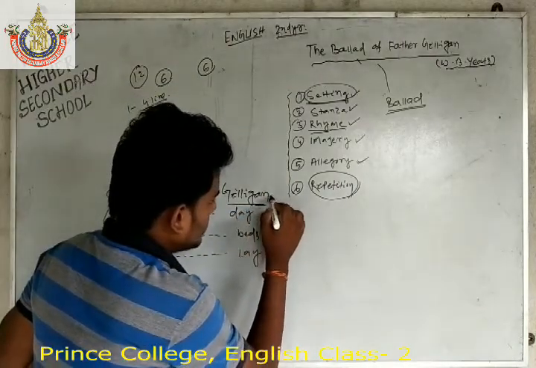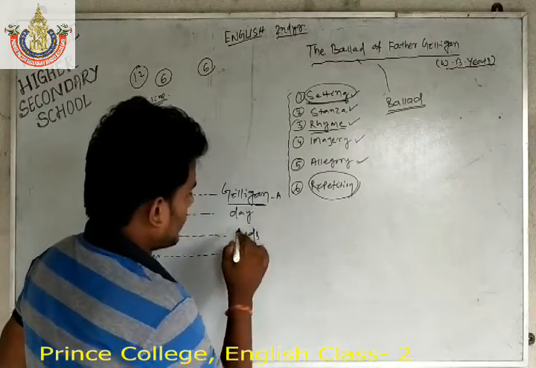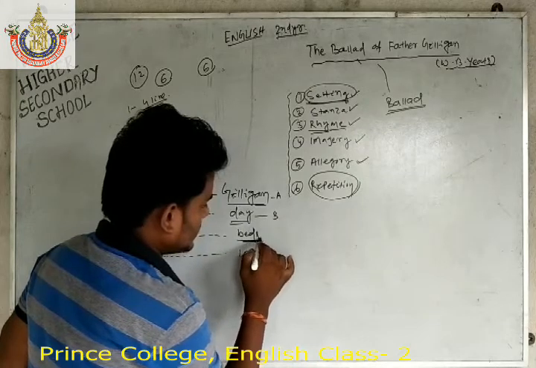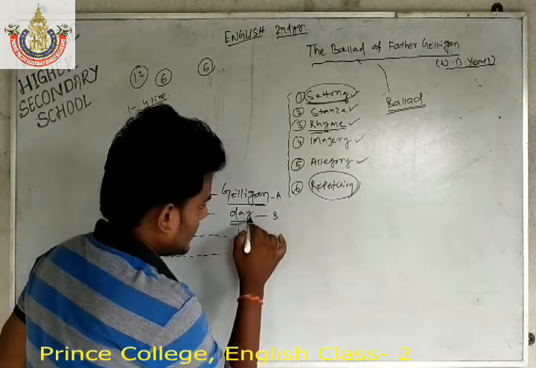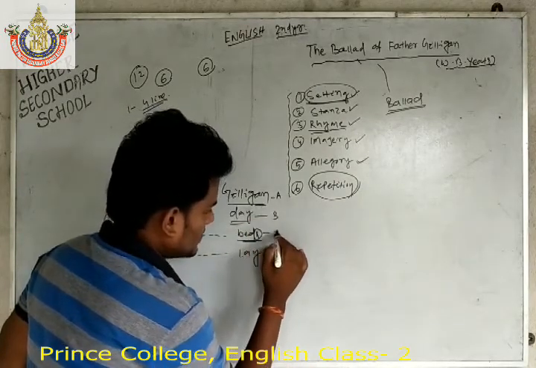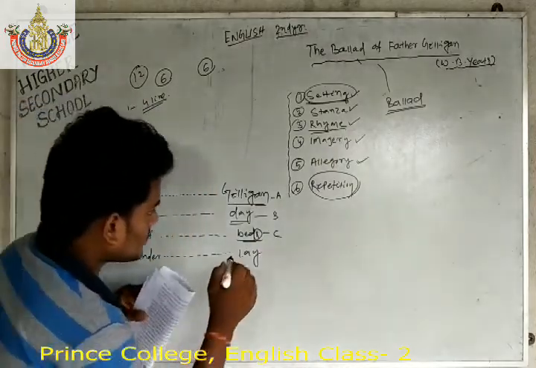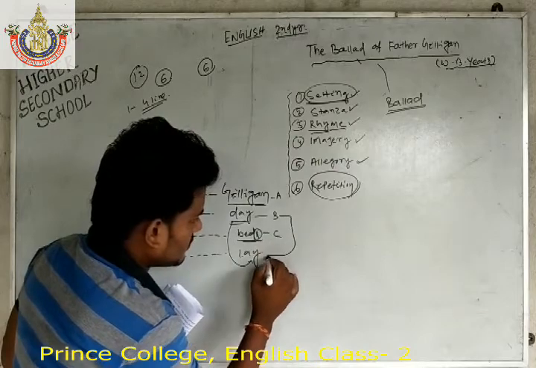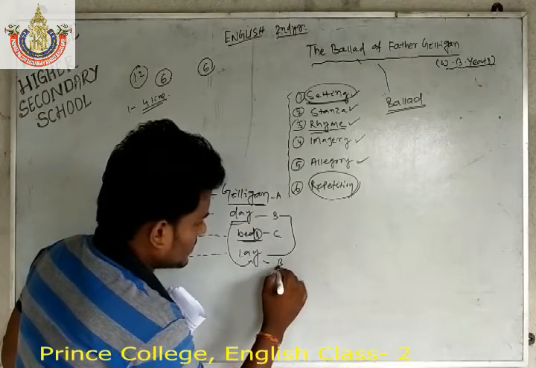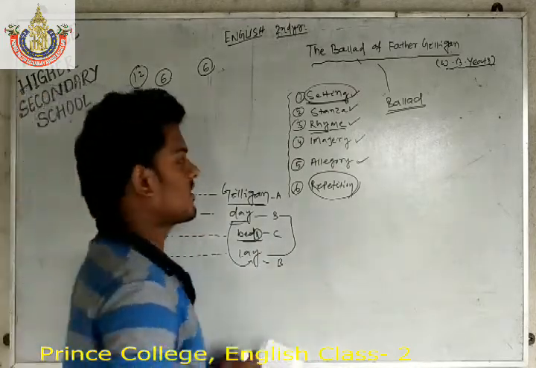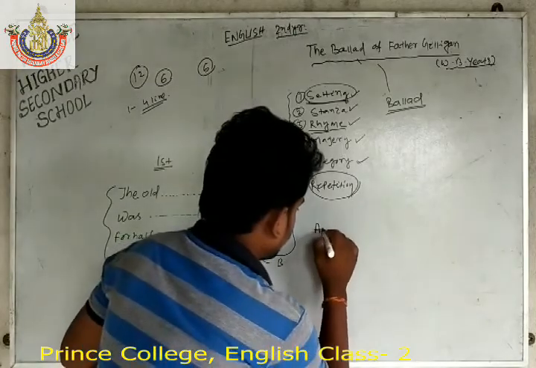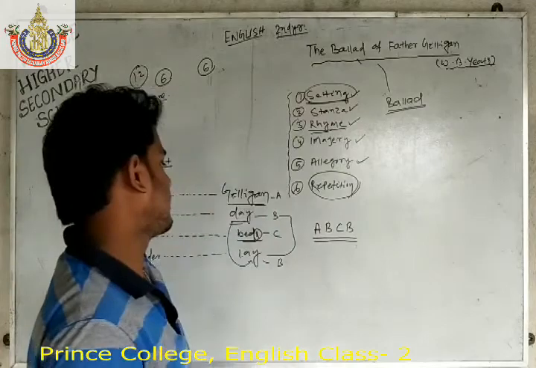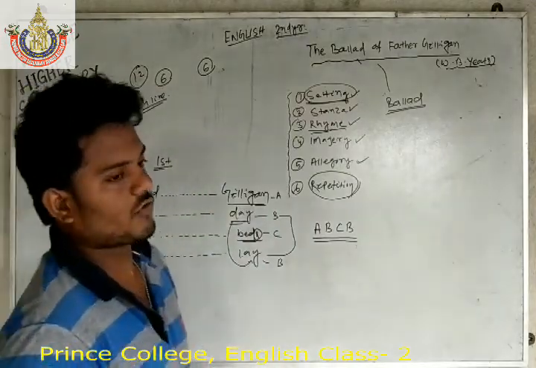Gilligan, that is A, and day, that is B, and the word that is not similar to day or Gilligan, that is C, and day and lay have the same pronunciation, so that is B. So the rhyming pattern of this poem is A B C B. That is the rhyming pattern of the poem The Ballad of Father Gilligan.